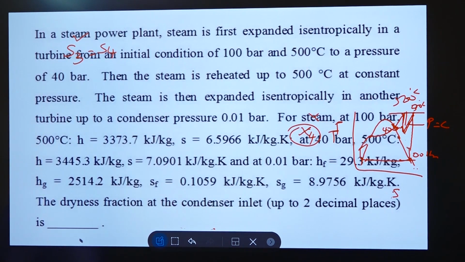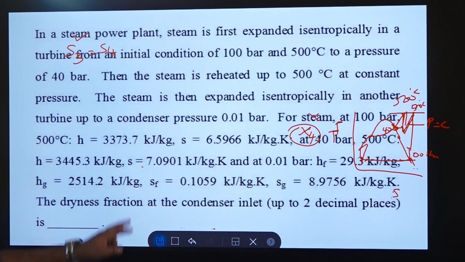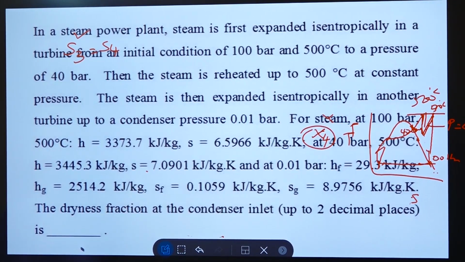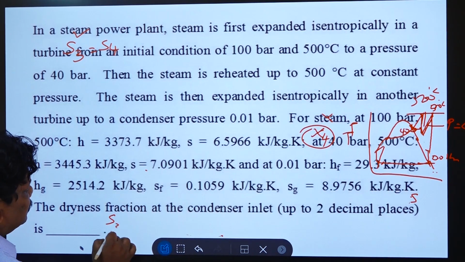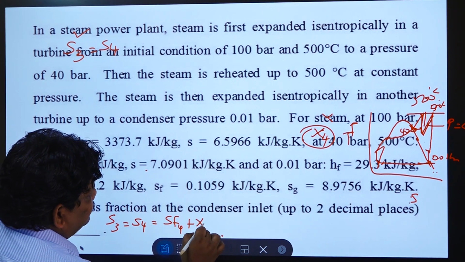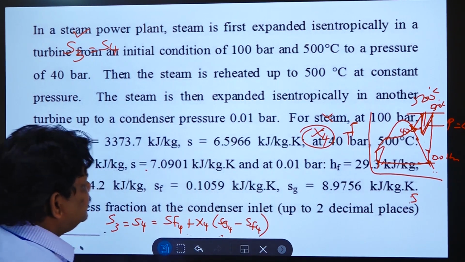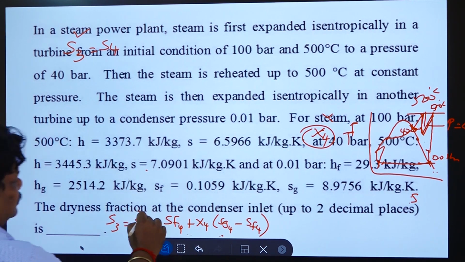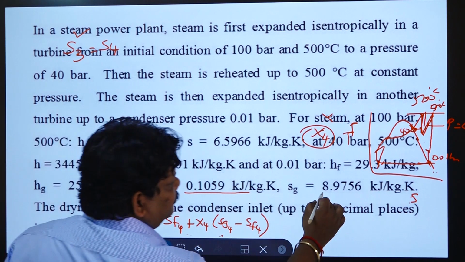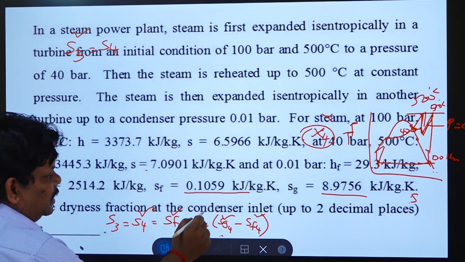So you look at the diagram, the data that are given to you. S3 is 7.0901. So S3 is given to you, and that is equal to S4. S3 equals S4, that is equal to SF4 plus X4 into (SG4 minus SF4). So this is the equation. From this you can easily find the value. SF4 is 0.1059 and SG4 is 8.9756. All these values are known to you, so the only unknown is X4.